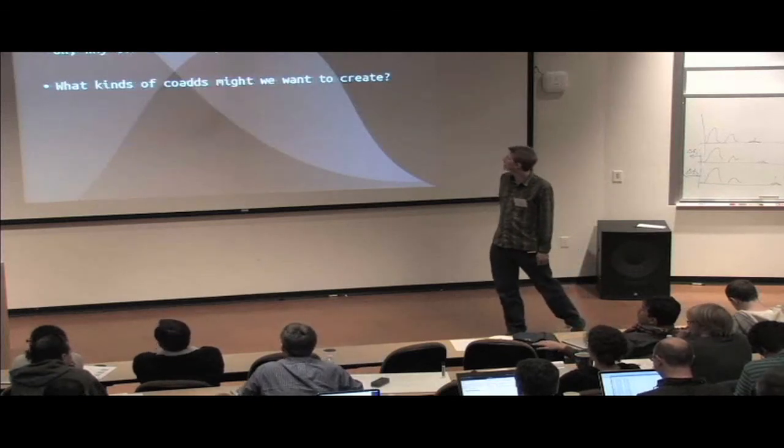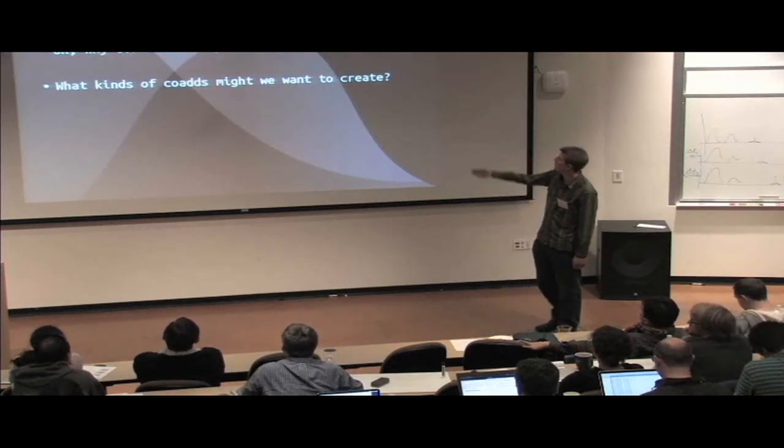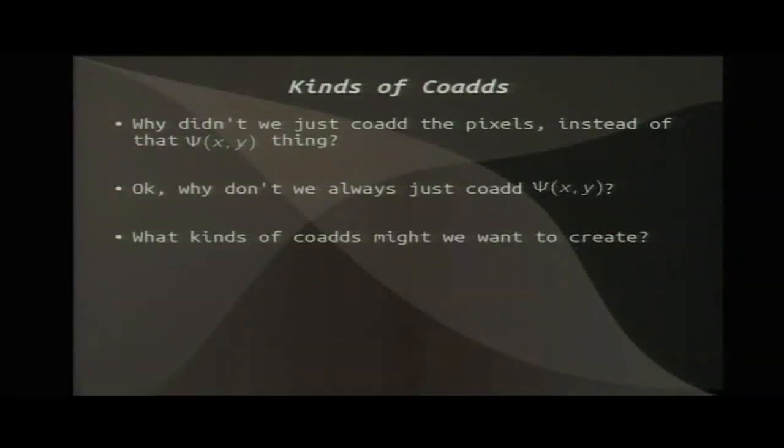Okay, this is my last slide. I was just going to be talking about the kinds of coadds we've dealt with a little bit here so far. So why didn't we just coadd the pixels instead of coadding this PSF thing? The PSF is different between images, and we want to coadd likelihoods, not coadd pixels. Now, why don't we always do that? Why can't we just coadd those things and do all of our measurements on those things?